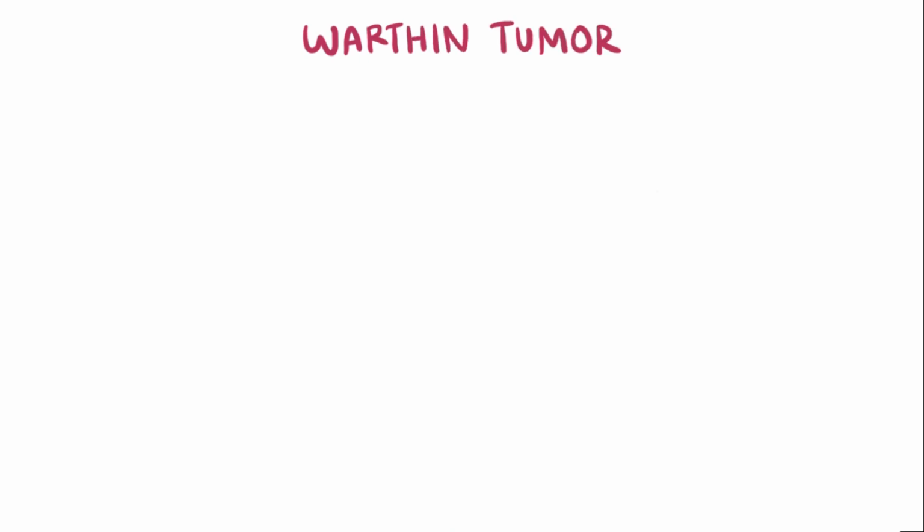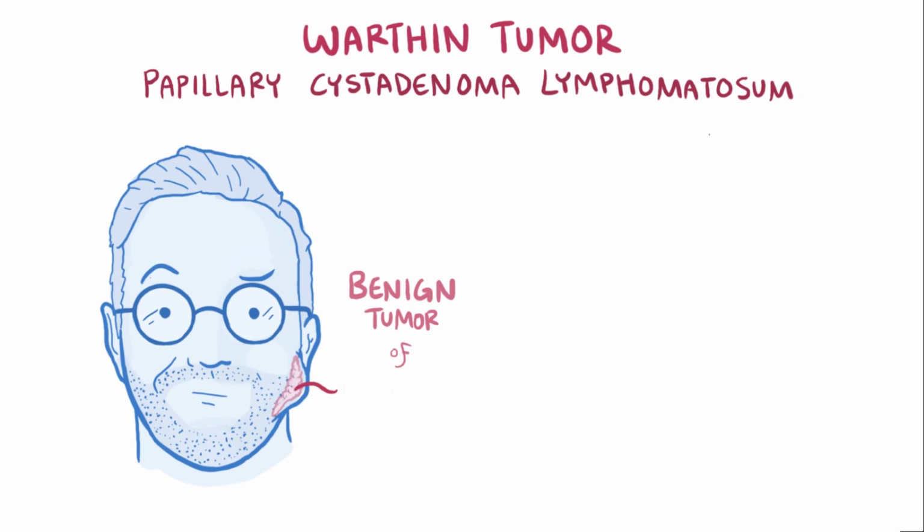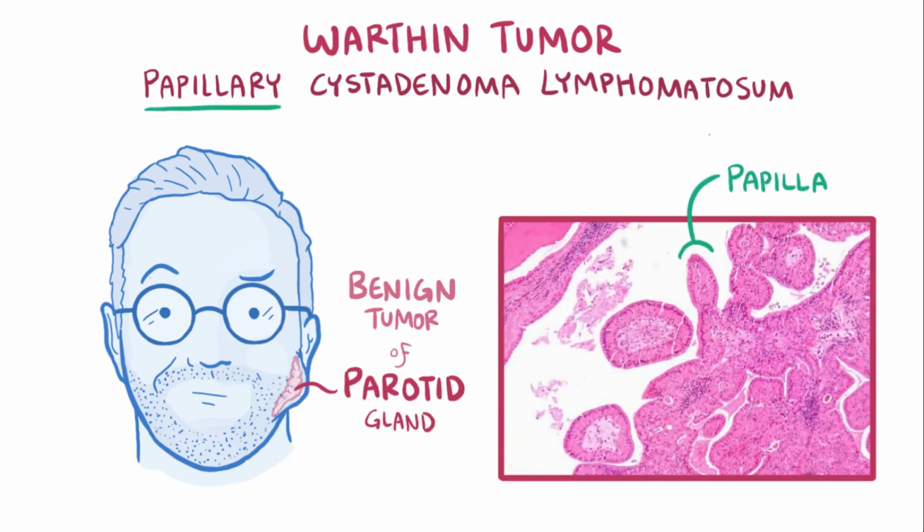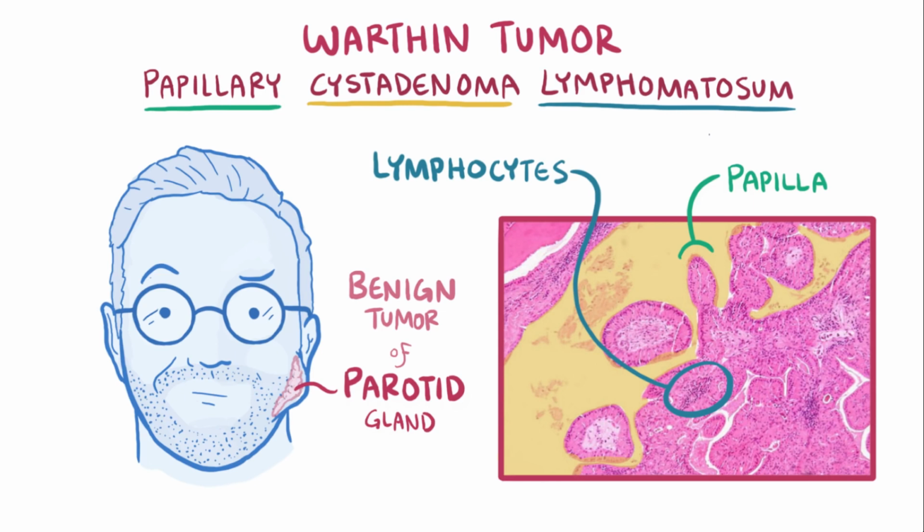Alright, as a quick recap, Warthin's tumor, also called papillary cystadenoma lymphomatosum, is a benign parotid tumor with papillae that push into cystic areas, as well as lymphocytic infiltration and germinal center formation in the epithelial layer.